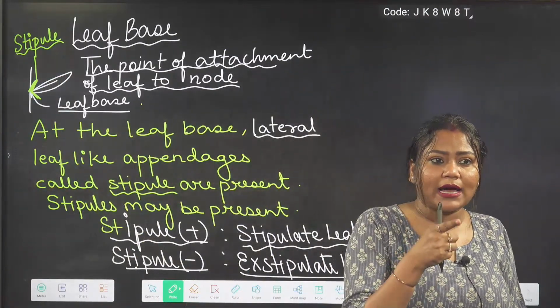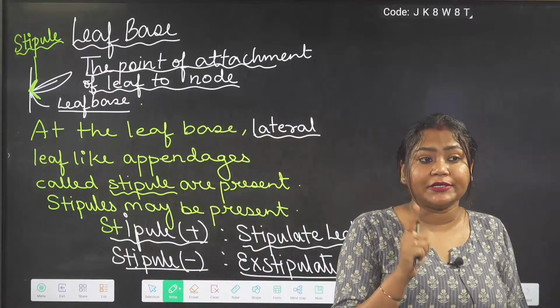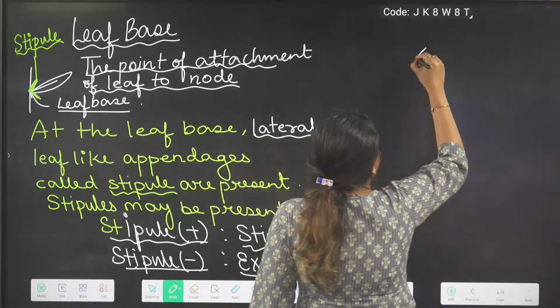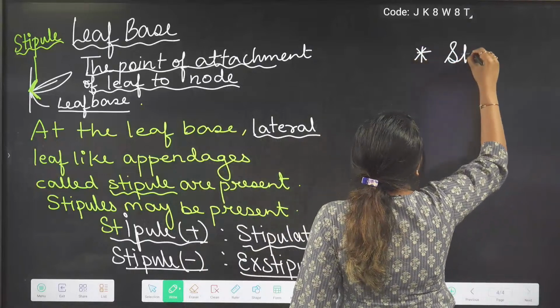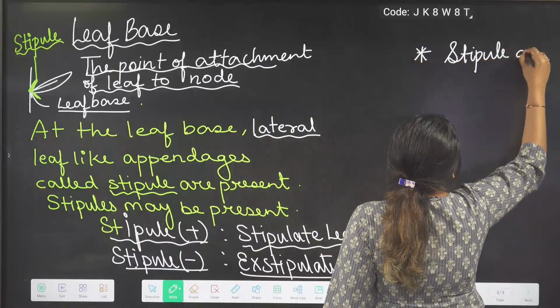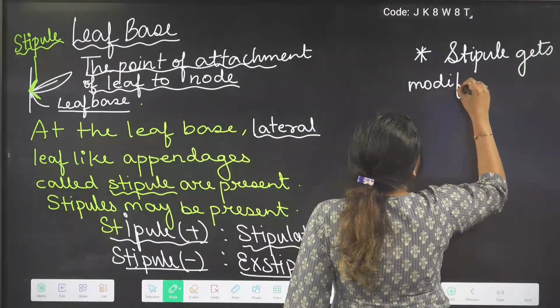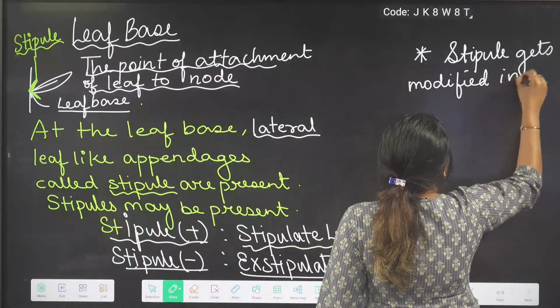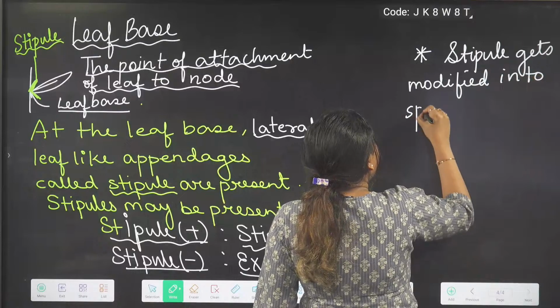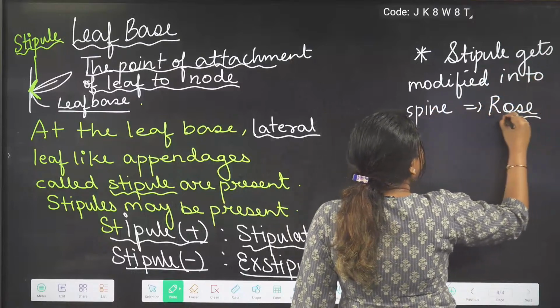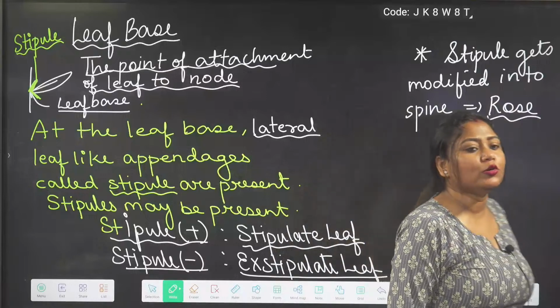Now, one day you were asking me, ma'am, in rose it is spine or thorn. Now I will tell you. Sometimes what happens, stipule gets modified into spine. And that spine example is your rose. Stipule gets modified into spine.